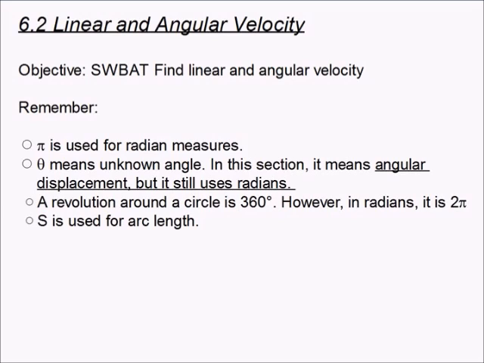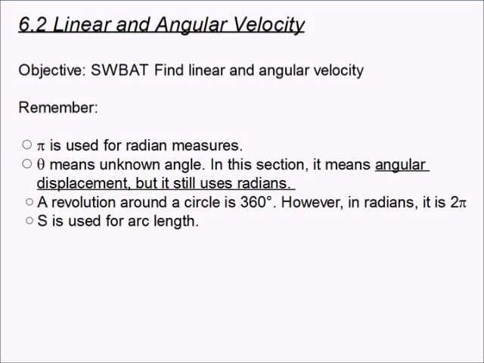Basically, in this section, all you're doing, you need to know how to convert revolutions into radians. You need angular velocity and you need linear velocity. It's just some formulas that you're plugging in. Remember, pi is used for radian measures, so you're not going to see degrees. And if you see degrees, you need to be able to convert back into radian mode.